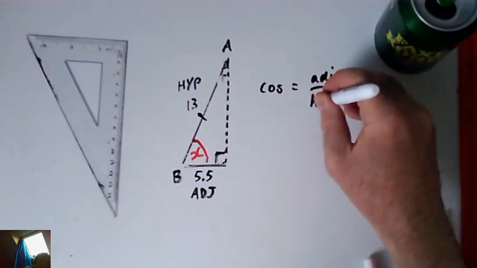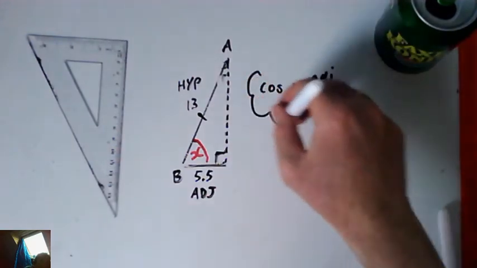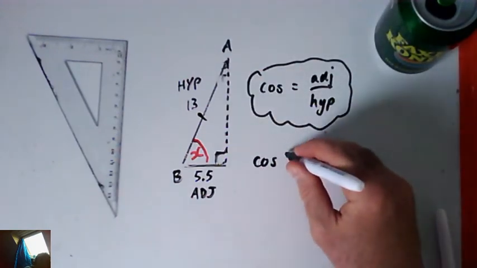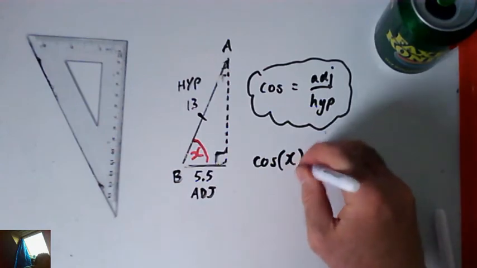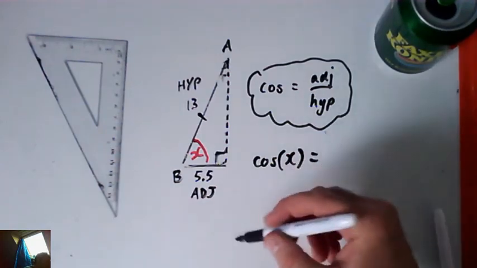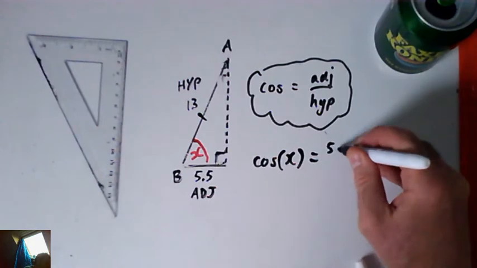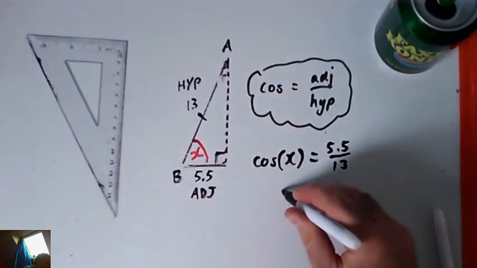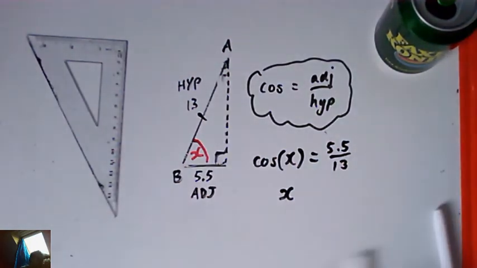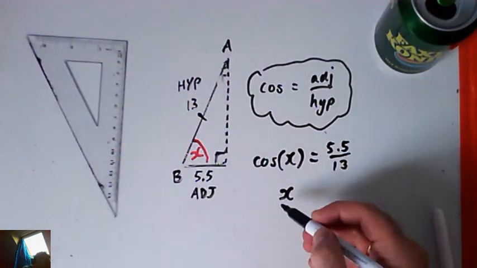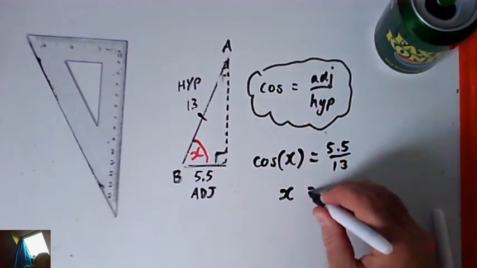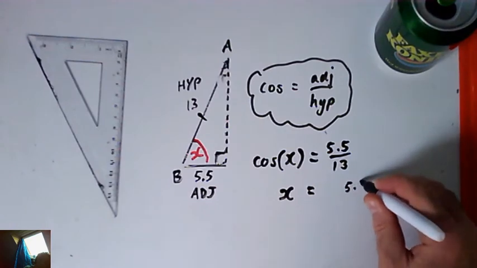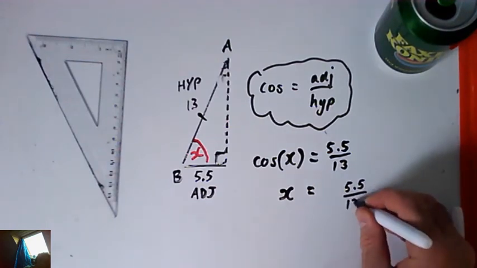adjacent over hypotenuse generally, and in this particular case the cos of x is equal to adjacent over hypotenuse, 5.5 divided by 13. So we want to know what x is on its own. So we need to kind of uncos the left hand side, and then we need to uncos the right hand side as well to be doing the same thing to both sides.